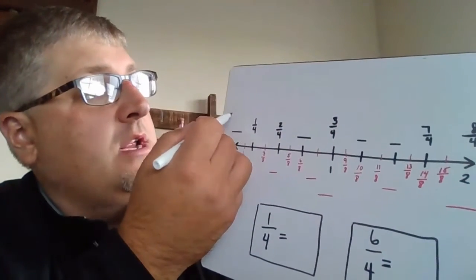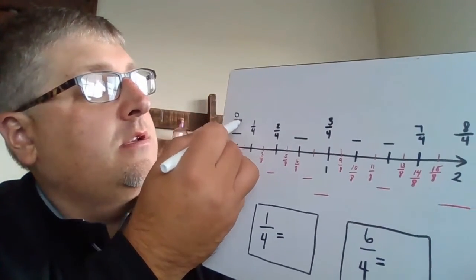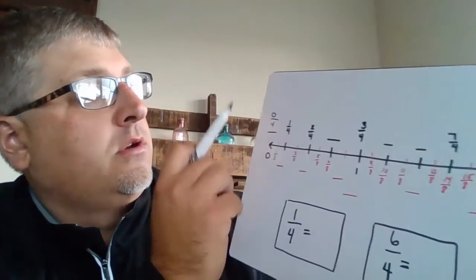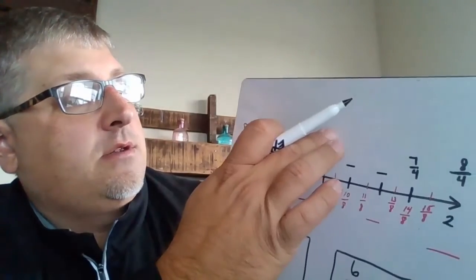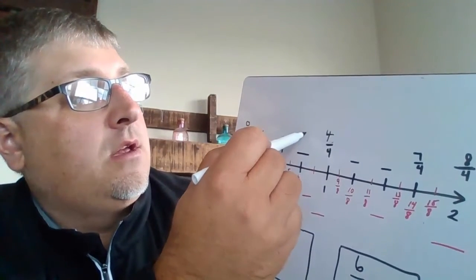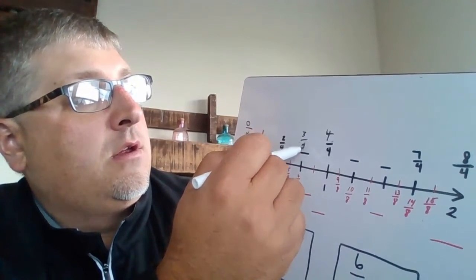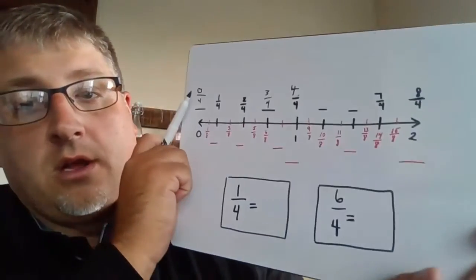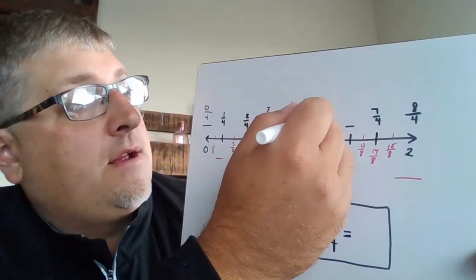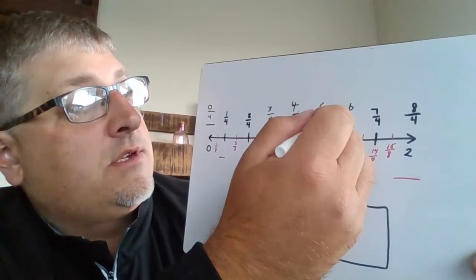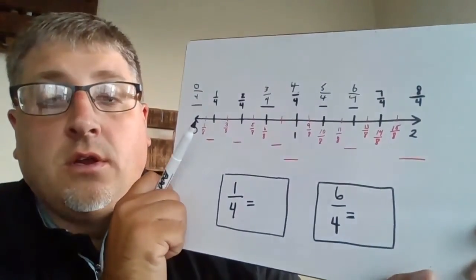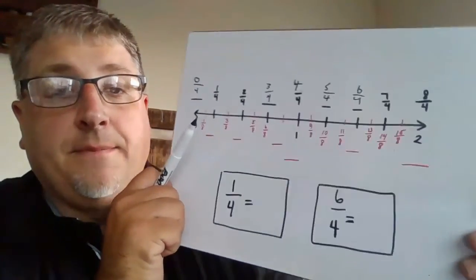So we know 0 here, that's going to be 0/4. We got 1/4, 2/4. Oop, I made a little mistake here. This is going to be 4/4 here. There we go. This is going to be 3/4. I'm just following right along. Okay. This will be 5/4, 6/4. They gave us 7/4 and 8/4. Okay, so I just filled that in on the number line.